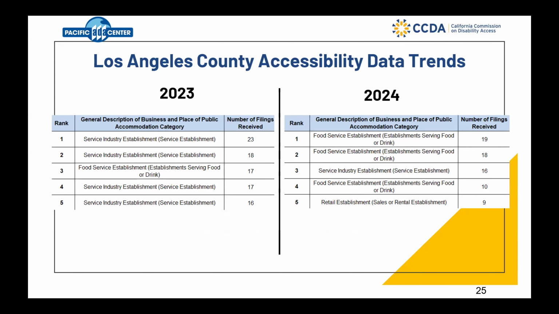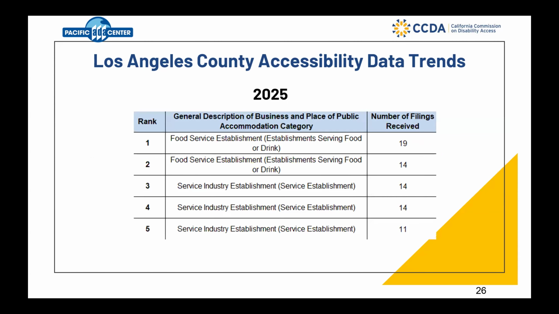Next slide, please. And then again, we'll talk a little bit more about this, but the rankings were similar. And then in 2025, the top 5, as I mentioned before, were food service establishments, 19, and then different types of service industry establishments.